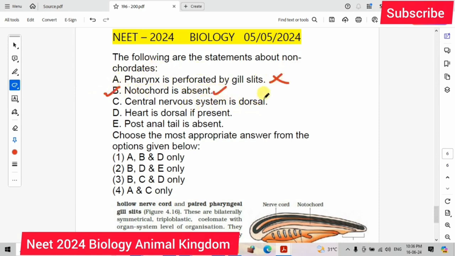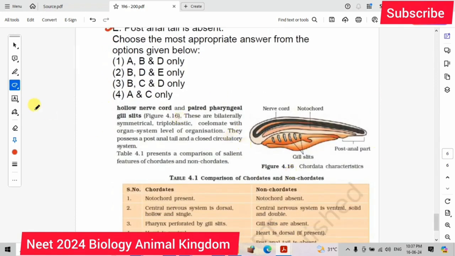Central nervous system is dorsal, it is wrong. Heart is dorsal, it is right. Post-anal tail is absent, and it is also right. So B, D, E are the correct options. So option 2 is the answer.